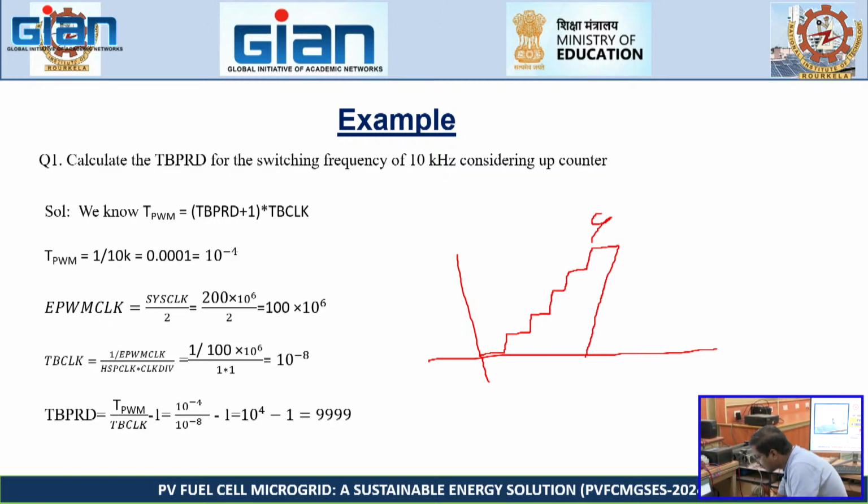Suppose this is four nines. Now our duty ratio will generally be 0 to 1 only. So to match this value, we have to add a gain in such a way that this will be in terms of 10,000. This will be like 999, that is TBPRD plus 1. We have to add the gain in such a way that it will be TBPRD plus 1. So I am adding a gain here.